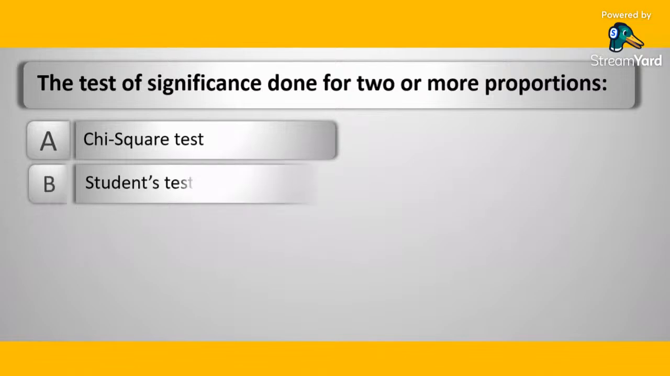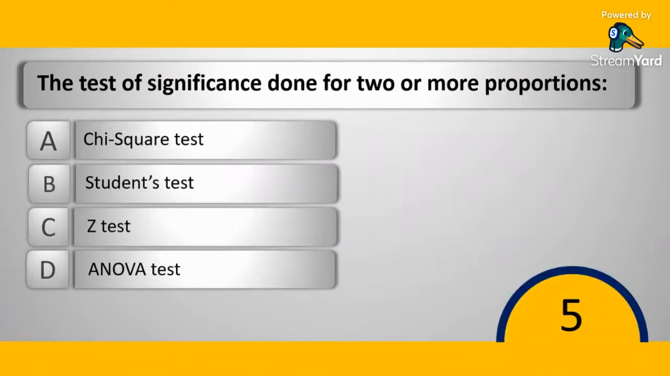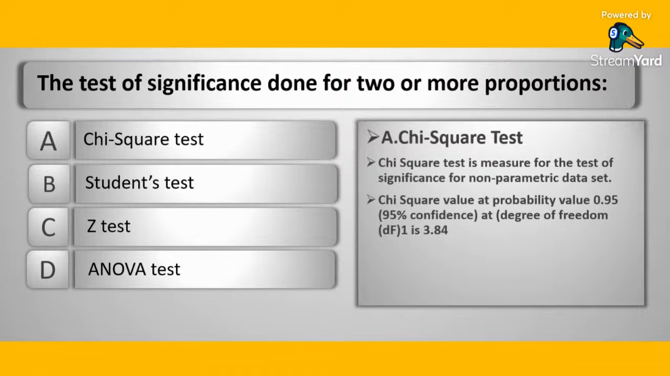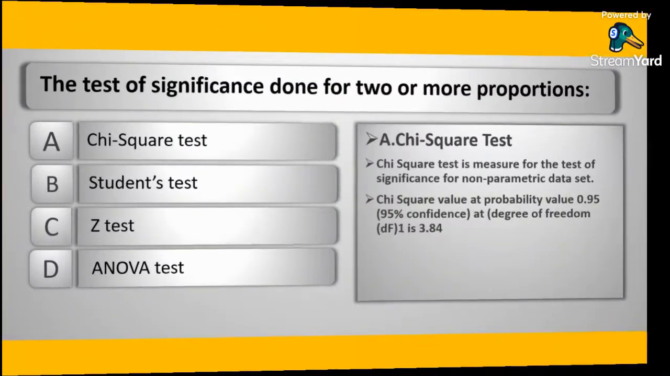The test of significance done for two or more proportions is A. Chi-square test, B. Student t-test, C. Z test, D. ANOVA test. It is chi-square test. Chi-square test is a measure for the test of significance for non-parametric data. Chi-square value at probability 0.95 or 95% confidence level at degree of freedom 1 is 3.84. So it is a chi-square test.